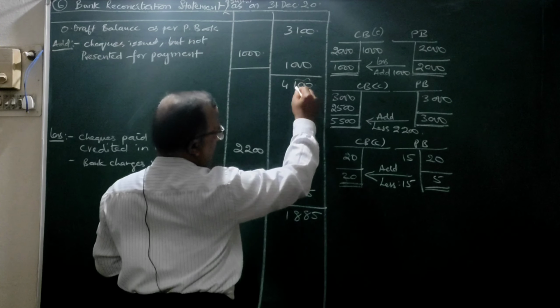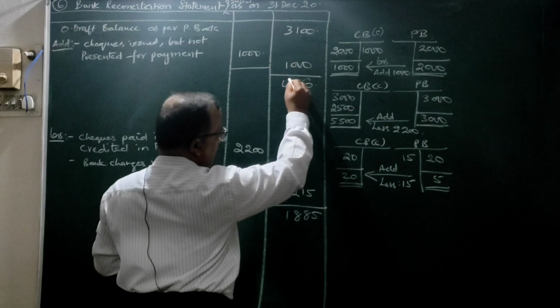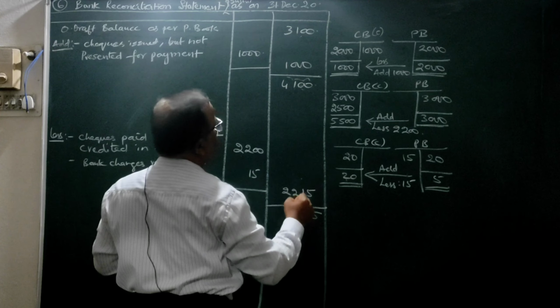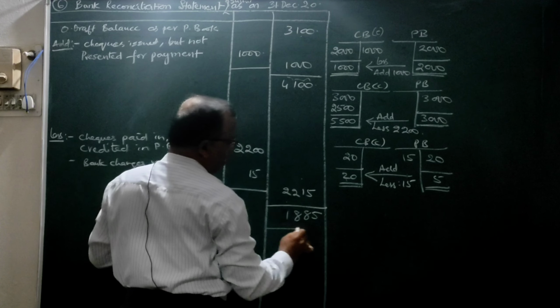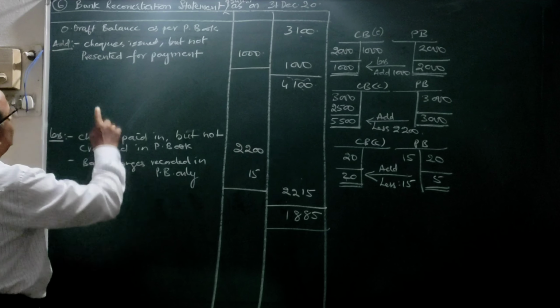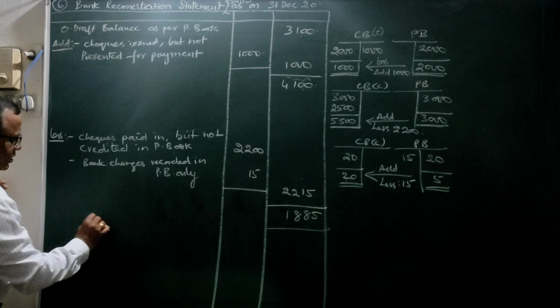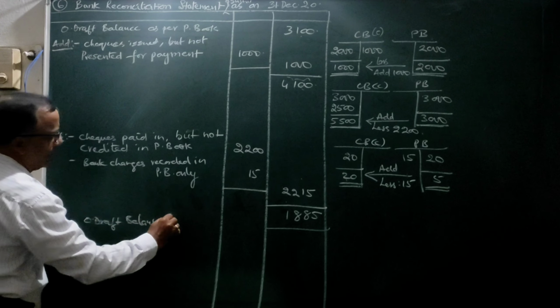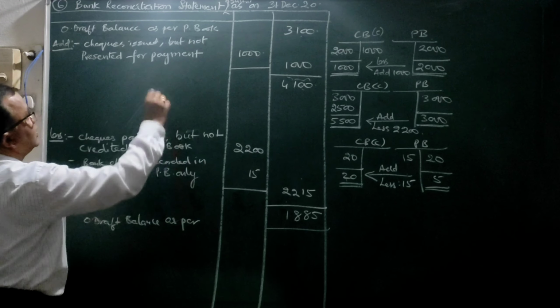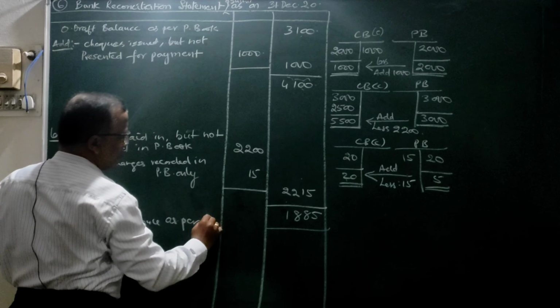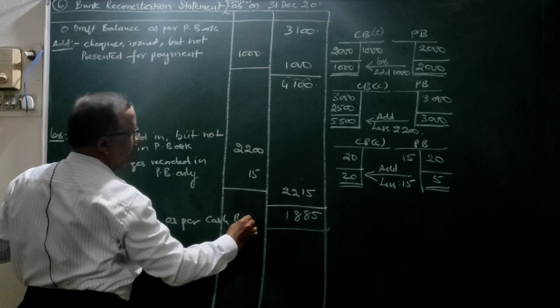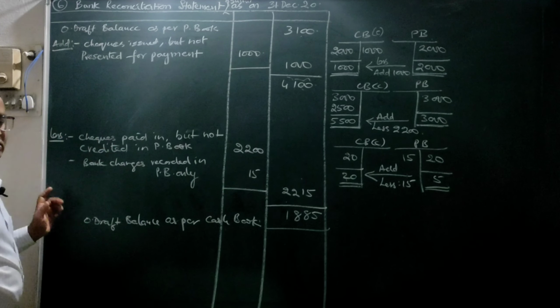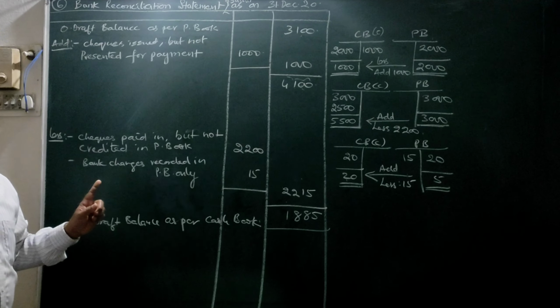10 minus 5 is 5. 9 minus 1 is 8. 0 means again carry, 10. 10 minus 2 is 8. 3 minus 2 is 1. 1885. What is this? This is overdraft balance as per passbook, so this is as per cash book. Okay, so this is how we are going to do this particular problem.